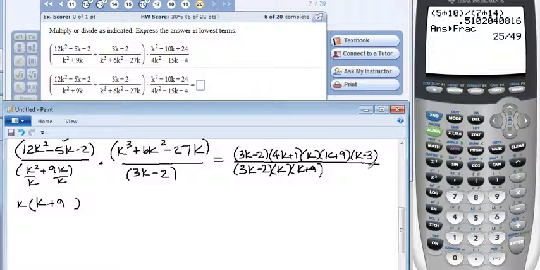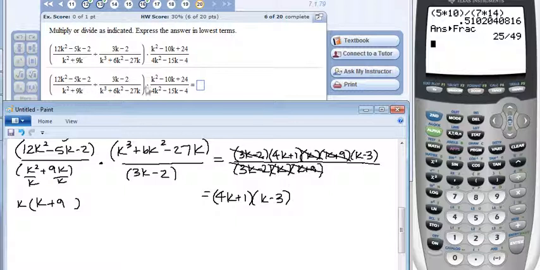All right, so now I've got all of these pieces, these 4 pieces broken down into their prime components, and now I can start canceling. Okay, so I've got the 3k minus 2's are gone, I've got the k's are gone, and I've got the k plus 9's are gone. So all that I have left is 4k plus 1 times k minus 3. Okay, that's this piece right here.